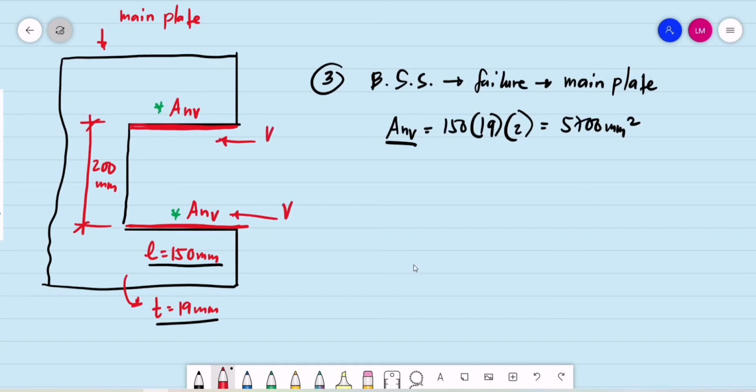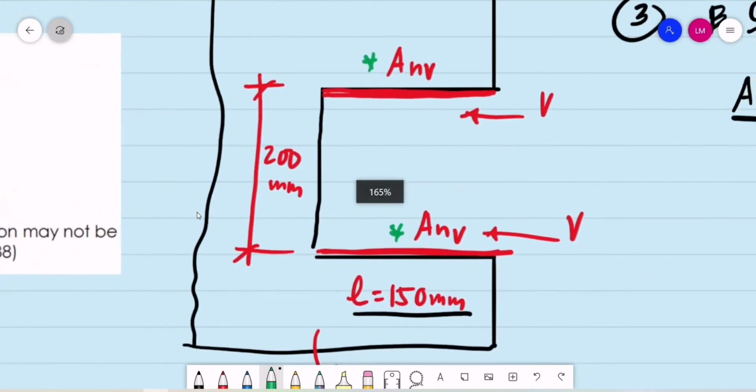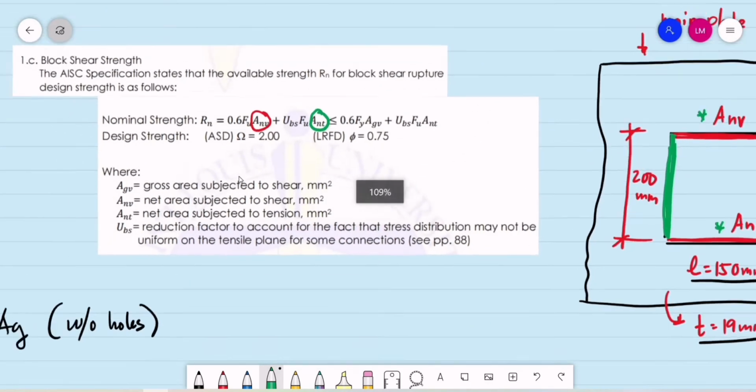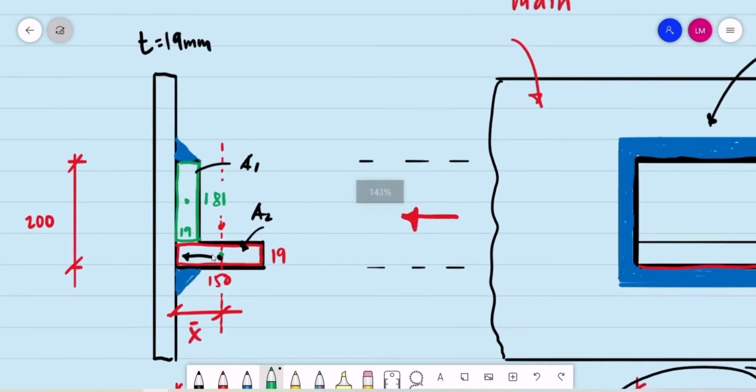Okay, what about the other area? So we are done with the A sub NB. So this time, we proceed to the area A sub NT, that is the net area for tension. So if this is for shear, the net area for tension is this portion, that is the welded leg of the angle bar. So it has a length of 200 millimeters. From our previous figure, that is the 200 mm.